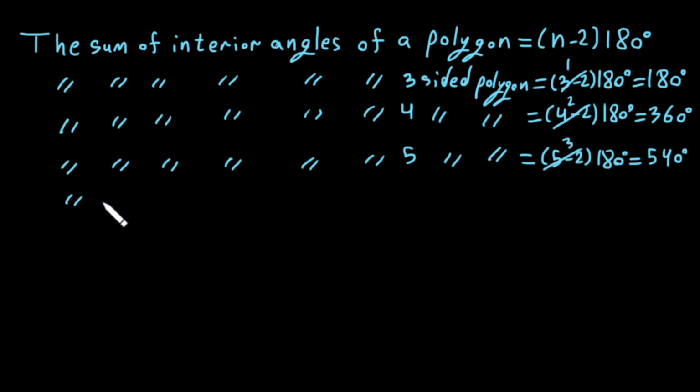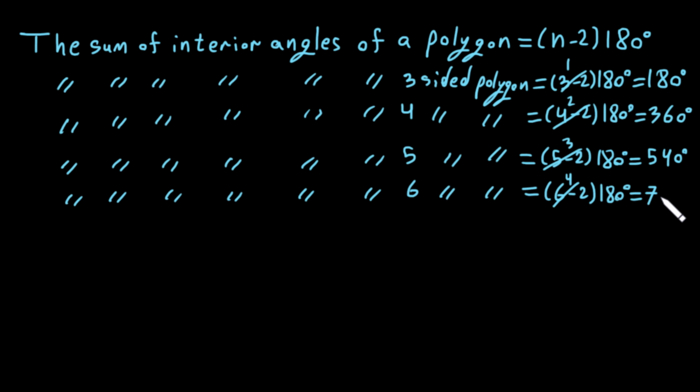Again, the sum of interior angles of a six-sided polygon equals, instead of n, we substitute 6. (6 minus 2) multiplied by 180 degrees. 6 minus 2 is 4. 4 multiplied by 180 degrees. We just add 180 degrees to this one, so it will be 720 degrees.